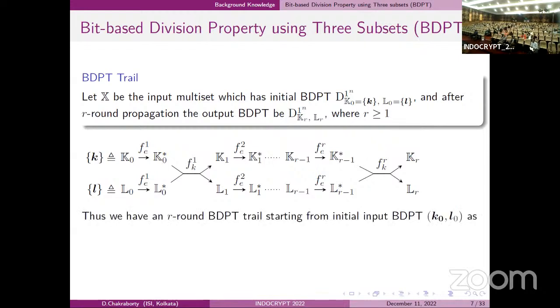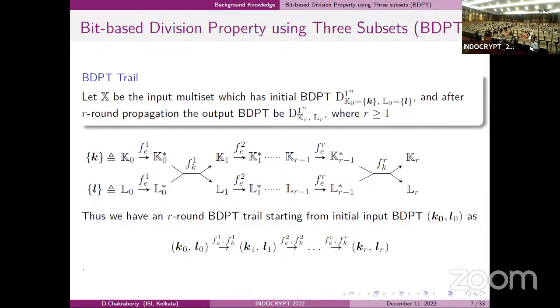So we call this an R round BDPT trail. Applying the R round functions over this initial property set, we call it a BDPT trail, a kind of path, starting from the initial property K0, L0 and propagating through the functions FEI, FTI. The composition of these functions is the round function.